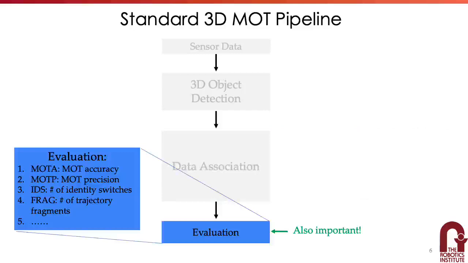Finally, the evaluation module measures the performance of output trajectories via a bunch of metrics such as multi-object tracking accuracy and multi-object tracking precision. The evaluation module is also very important as it might drive the direction of future 3D MOT methods.